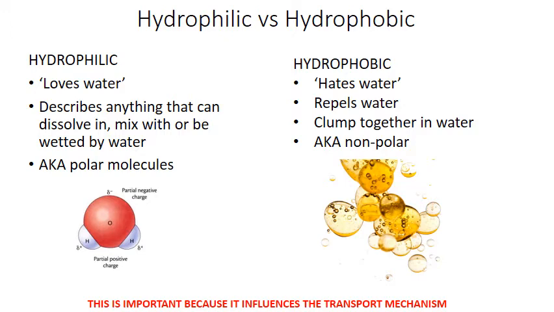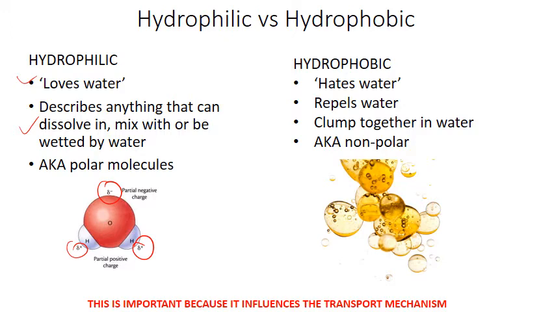We have whether the substance itself is hydrophilic, meaning that it likes water, that it can dissolve in water or appear to be wet by water, and we're looking at things that are polar. Polar means that they have different charges in different areas. So at the top here we have a negative and then we have positive at the bottom, and this is water. So water is a polar molecule.